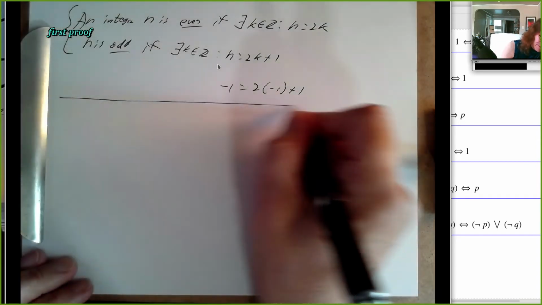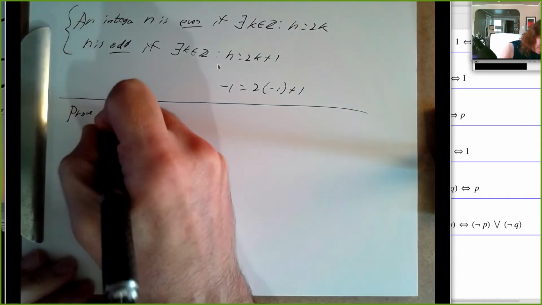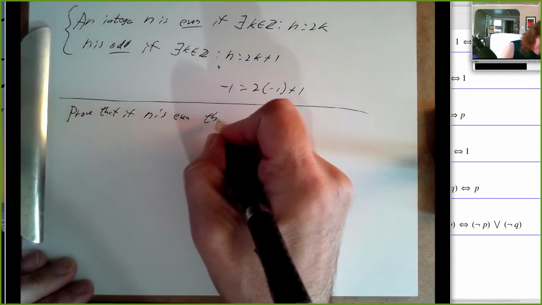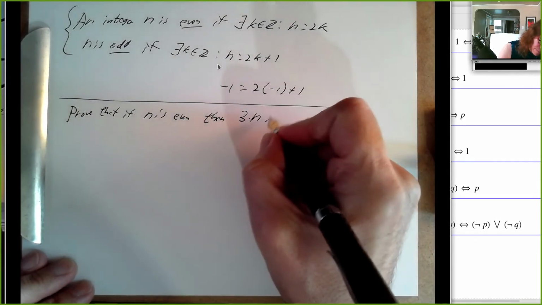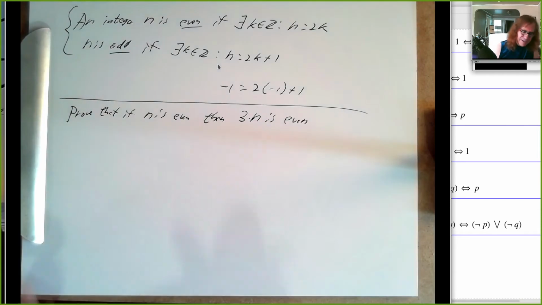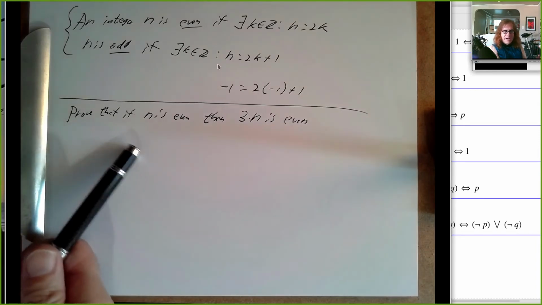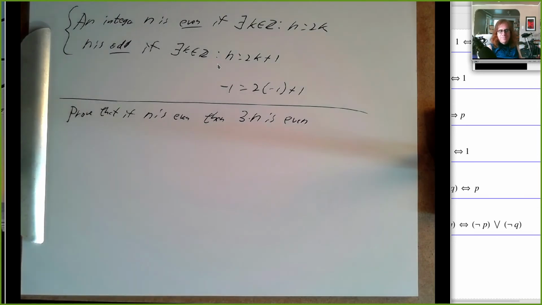All right, so here's our first theorem. Prove that if n is an even integer, then 3 times n is an even integer. For example, 3 times 4 is 12. 3 times 100 is 300. If n is odd, this doesn't happen. 5 is odd. 3 times 5 is 15. That's also odd. But if n is even, 3 times n is also even.